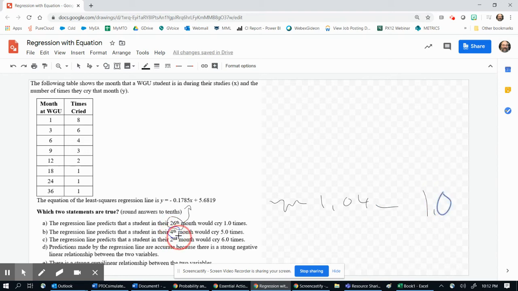Same for the 4th month. 4 becomes X because that's the month that the student is in. Out comes 4.996 and so on. Here, I'll write them all down. All right, well, that rounds to 5.0, so that makes sense also. So those are true. And then for the 2nd month, plug that in.